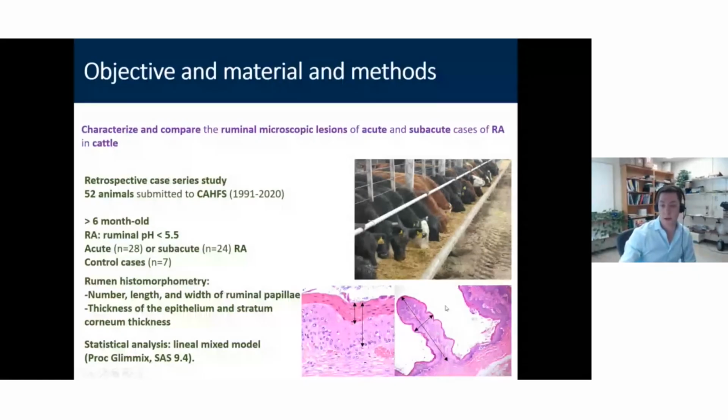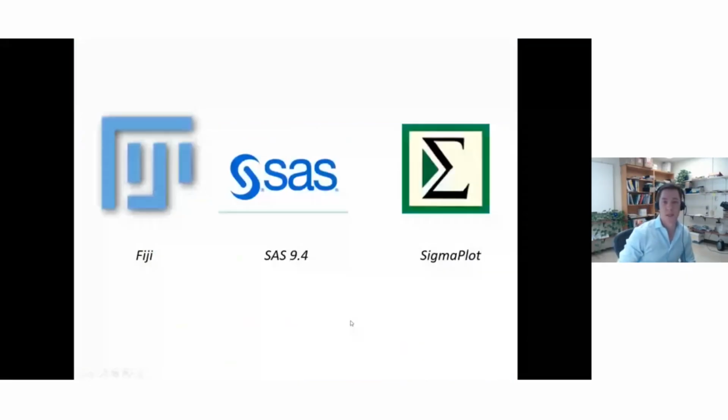So here are just a few pictures to show you all the measurements: the length, the width, and the different thicknesses of the ruminal epithelium and the stratum corneum that we were measuring. These are the 3 software programs we use. On the left is the one we use for image analysis. This is free software. This one is for the statistical analysis, and this one is to create the graphs you're going to see now.